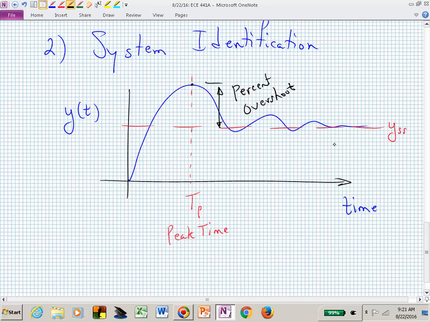We could also go out here, and if we go far enough, maybe this wiggling, maybe it never stops, but it will probably eventually get into a tube, maybe a 1% tube or a 2% tube around this final value.